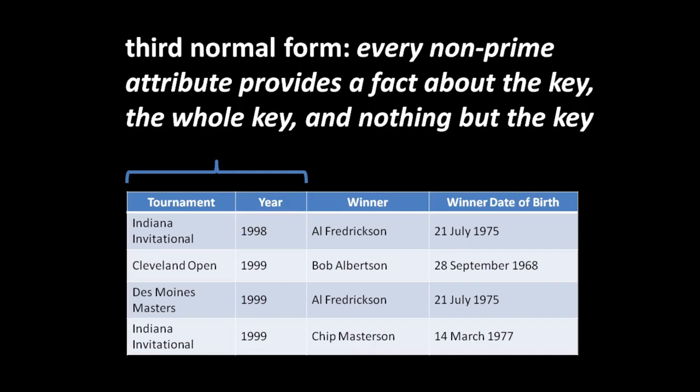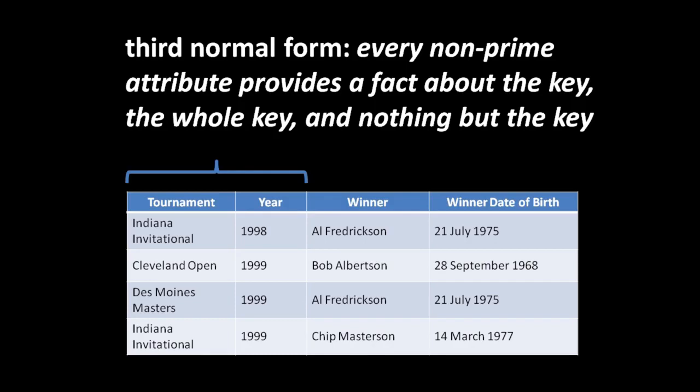And in the case of the winner column, that one does check out, but winner date of birth, right there in the name of the column, it's telling you that something's up here, because it's winner date of birth, not just date of birth. It's the date of birth of the winner, not of the tournament. So it's not a fact about the key and nothing but the key. It's really a fact about the winner.